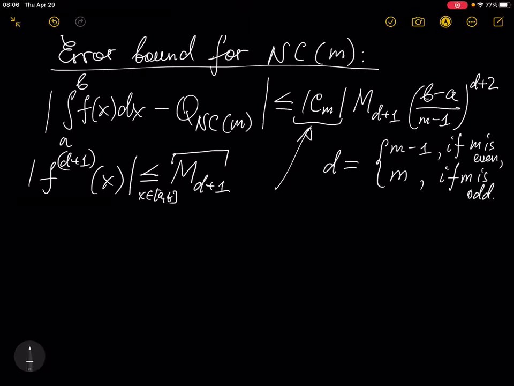This constant depends only on the order of the rule which we are using. They are given, so you can find them in Abramowitz and Stegun or other books. They are relatively small constants. By small, I mean way less than 1. For example, for C_2, it's negative 1/12. And the further you go, the smaller they become.